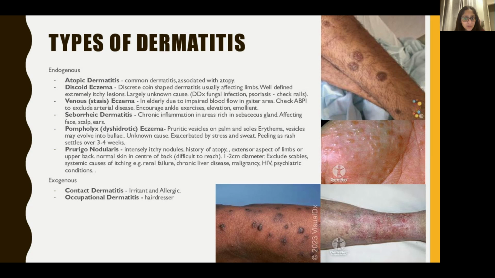So in this case, you want to exclude things like scabies or other systemic causes of itching, such as any renal conditions, liver conditions, malignancy, HIV, or psychiatric conditions relating to this intense itch. And then we also have contact dermatitis, which we'll go into more in the later slides, and occupational dermatitis.